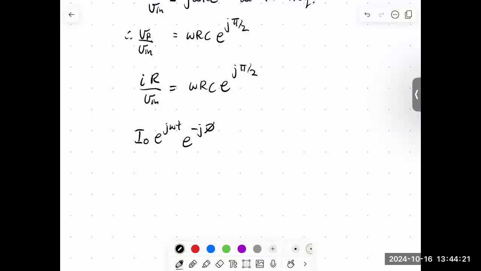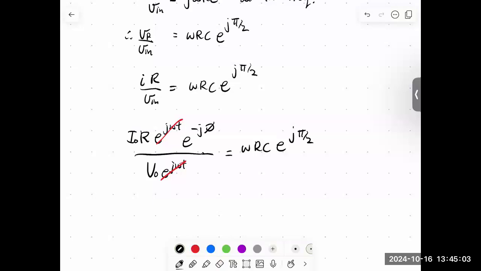and then I could separate the difference in the exponential as a product of exponentials. And Vn is some amplitude, e to the j omega t. I could cancel the e to the j omega t's if I wanted to. And so sure, why not? Let's just go ahead and do that. I still have a factor of R over here. In fact, why don't I put my R times the I naught? So we'll do I naught times R. And what's left? It's omega RC e to the plus j pi by 2.